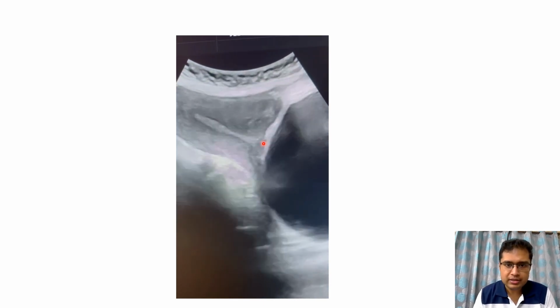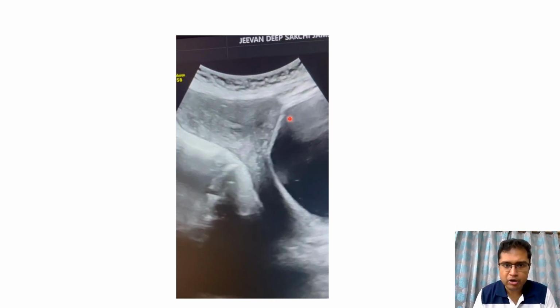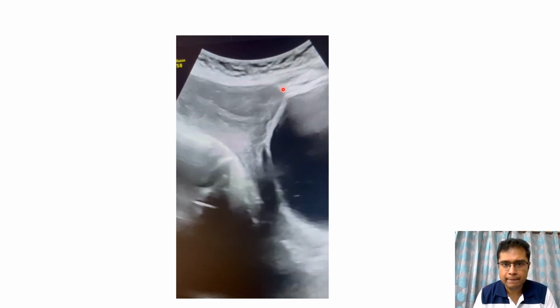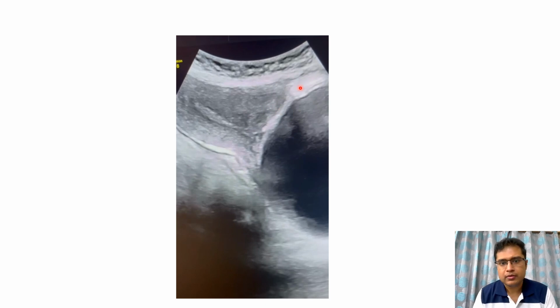We can see that this lesion is seen in the anterior myometrium, posterior to the bladder, at the scar site, with some echogenic foci within. So what do you think the diagnosis is here? It's very clear. It's actually a bladder flap.